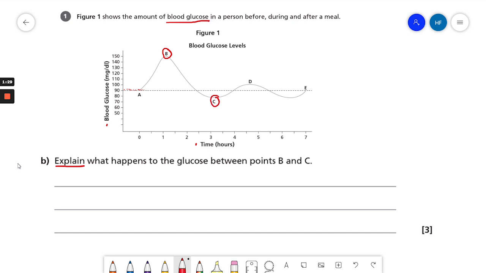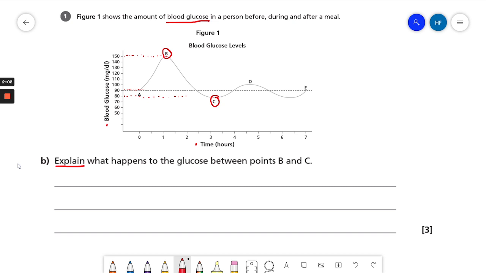And I can see that the line is sloping downwards from B to C, which tells me that during the time from B to C, the blood glucose level is decreasing. And it's decreasing quite a lot because it's actually going from about, if I read off that point there, about 150 milligrams per deciliter, all the way down here, which is just below 80 milligrams per deciliter. So in our answer, we need to say that the blood glucose goes down and then say why.